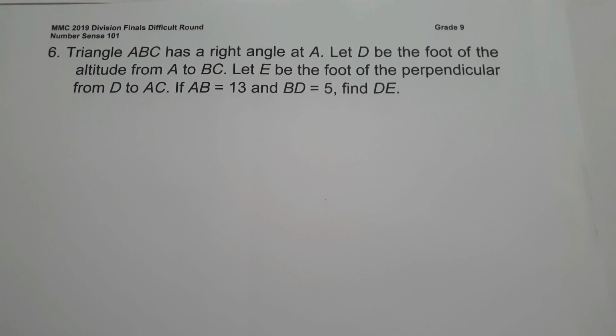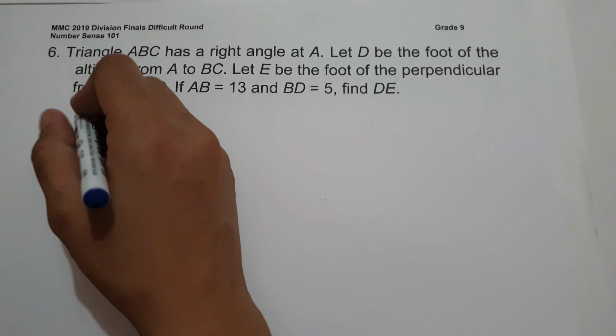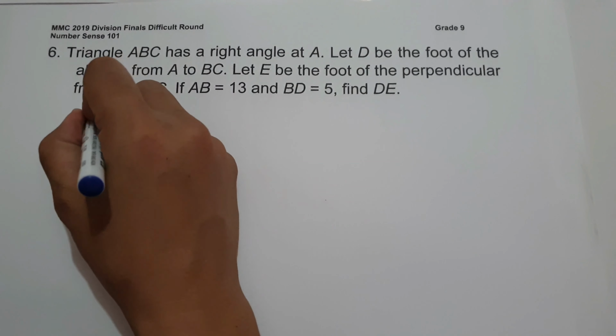On number 6, triangle ABC has a right angle at A. Let D be the foot of the altitude from A to BC. Let E be the foot of the perpendicular from D to AC. If AB equals 13 and BD equals 5, find DE. So let us illustrate the given triangle. So let us have triangle ABC.